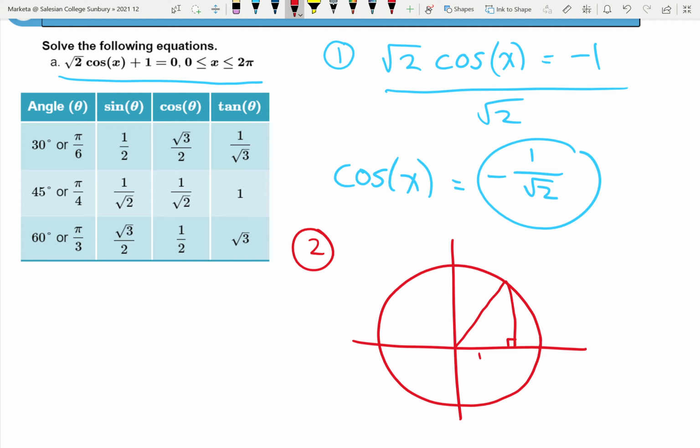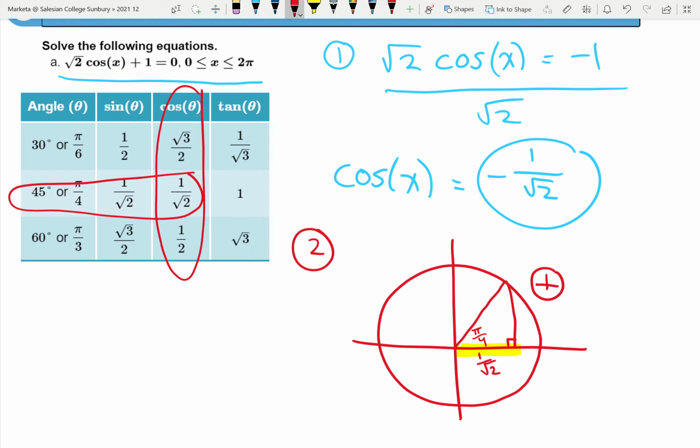So the 1 on root 2 would be here because cos is the base length of your right angled triangle. If we have a positive 1 on root 2, we look in our cos column and go across and we can see that it's pi on 4. So that means that here is pi on 4. In this quadrant 1, your cos value would be positive, but we're actually looking for negative.